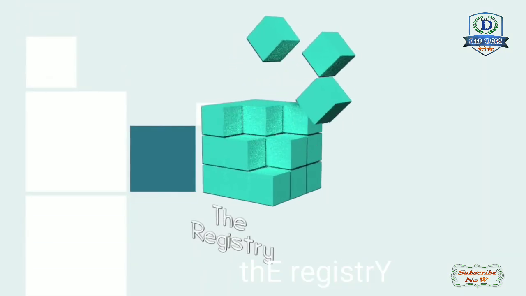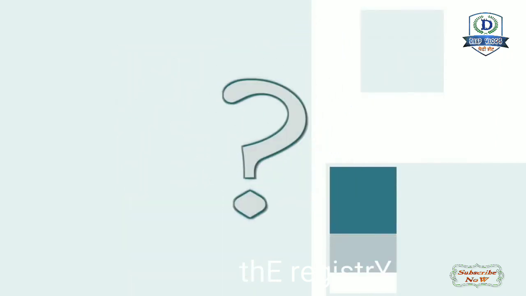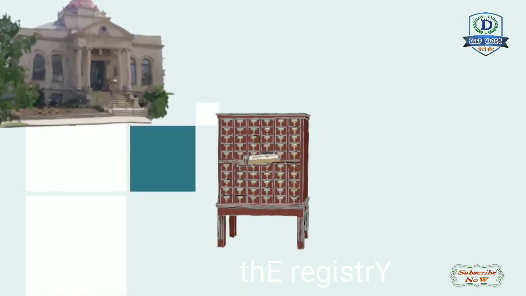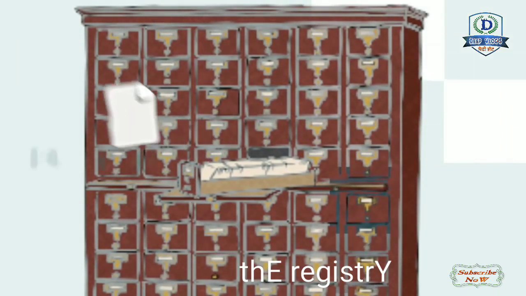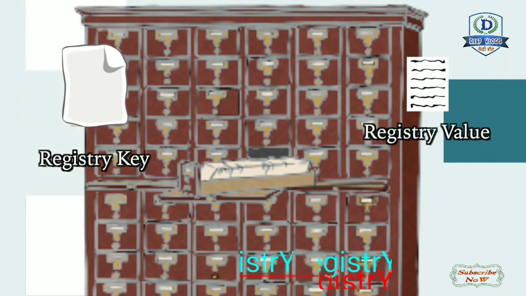The registry, one of the most important items under your computer's hood. But what is it? It's basically just a database, kind of like a library card catalog. You can think of entries in the registry as sort of like cards in the card catalog. A registry key would be a card, and a registry value would be the important information written on that card.